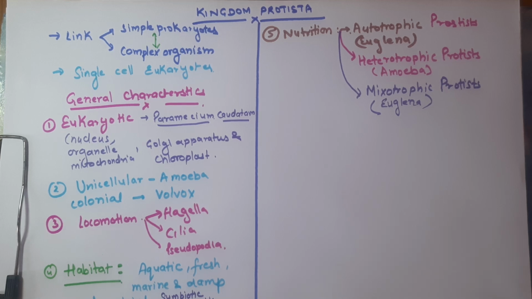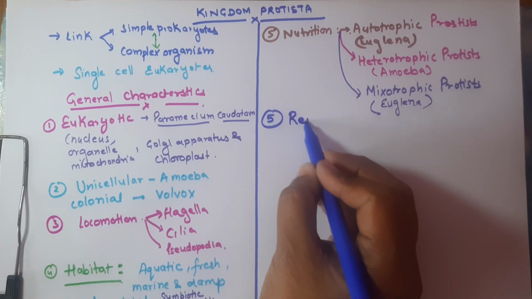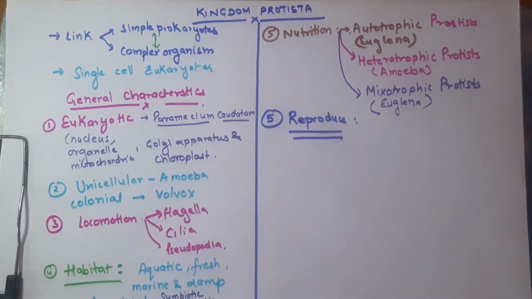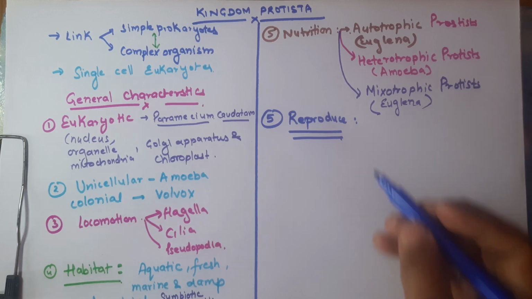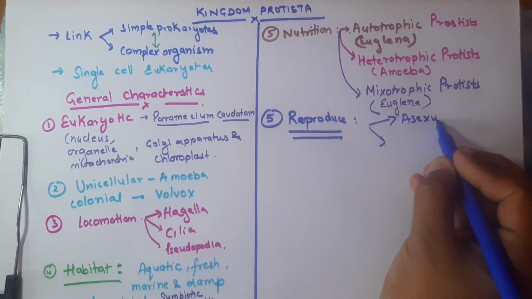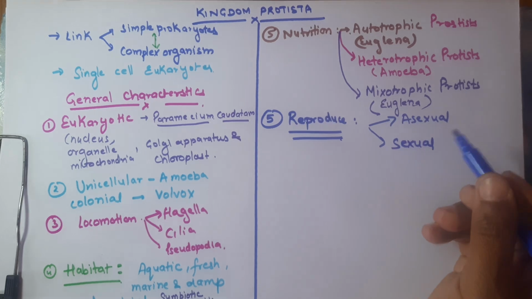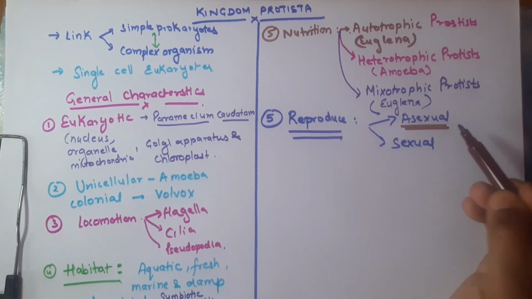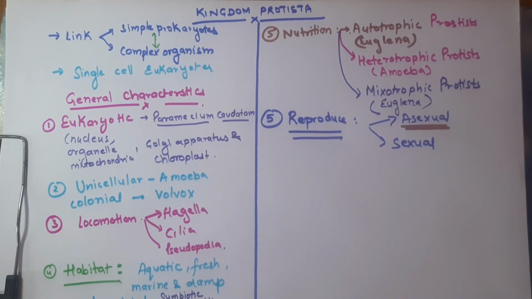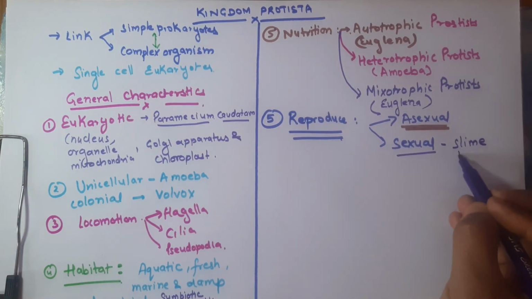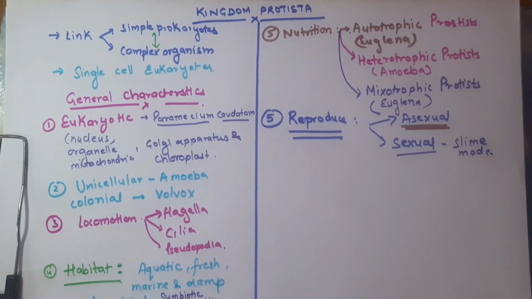Now let's talk about how the protists reproduce. They have the tendency to reproduce both via asexual reproduction as well as sexual. However, the preferred one is the asexual mode. Most protists reproduce through binary fission, budding, or spore formation. For sexual reproduction, the fusion of gametes occurs in certain protists such as slime mold, and sexual reproduction ensures genetic diversity.